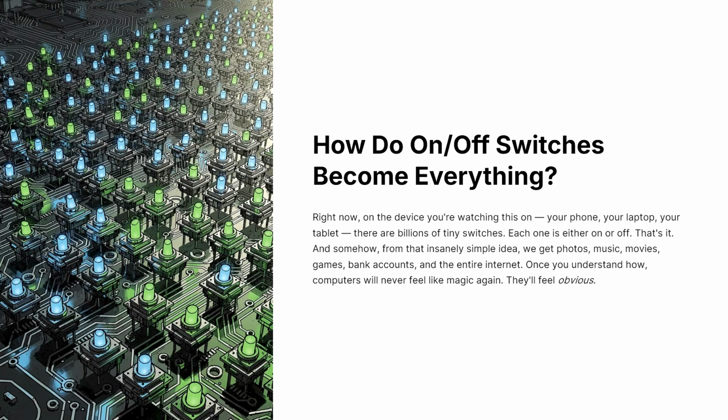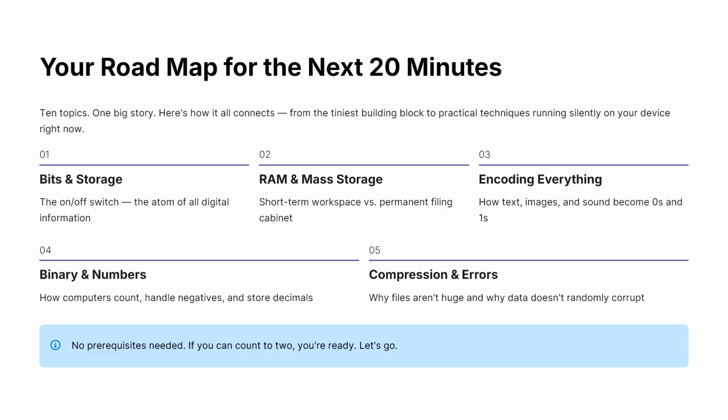So today's question is, how? How does a bunch of on-off switches turn into everything we use every day? Stick with me. Because once you get this, computers will never feel like magic again. They'll feel obvious. Here's our roadmap.